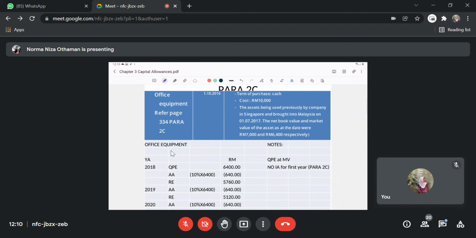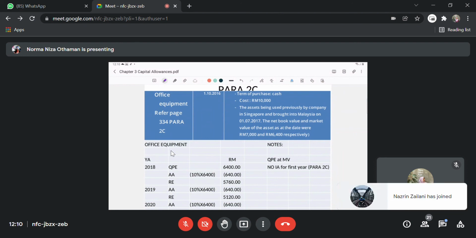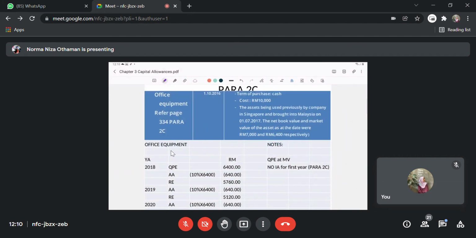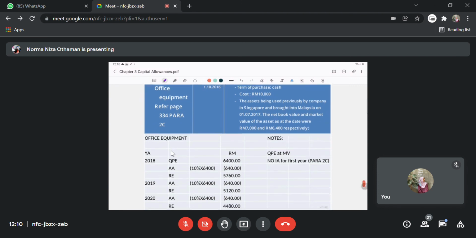Dia guna dekat overseas lepas tu bawa masuk Malaysia. Okay, very good. Dia guna untuk dia punya businesses outside Malaysia and then bring to the business in Malaysia, right? So itu condition dia lah. So kita nak tentukanlah tadi the QPE untuk para 2C. Whichever is lower, so compare lah net book value dan market value. Whichever is lower, so the lower is a market value. So kita ambil market value lah. Okay, sebab dia lower. Right.